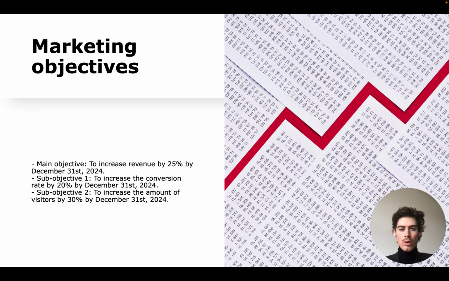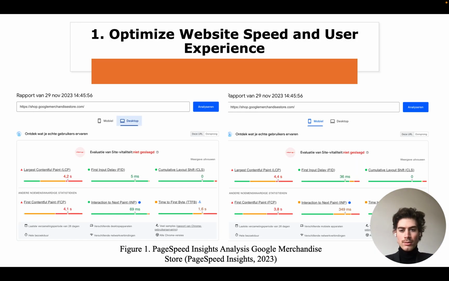For this assignment, one main objective and two sub-objectives have been worked towards achieving. In our group project, we identified that the Google Merchandise Store does not run efficiently. Utilizing the data from the PageSpeed Insights analysis, as can be seen on the screen, to optimize the Google Merchandise Store website, I would recommend optimizing the website's speed and user experience.